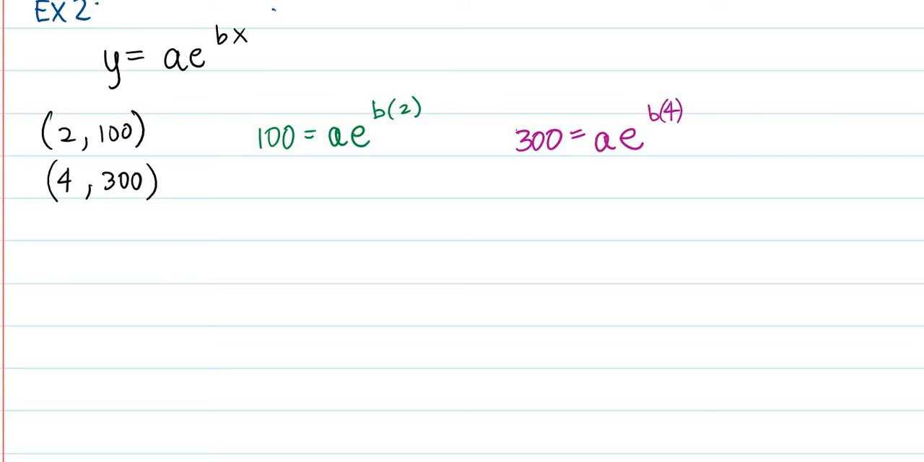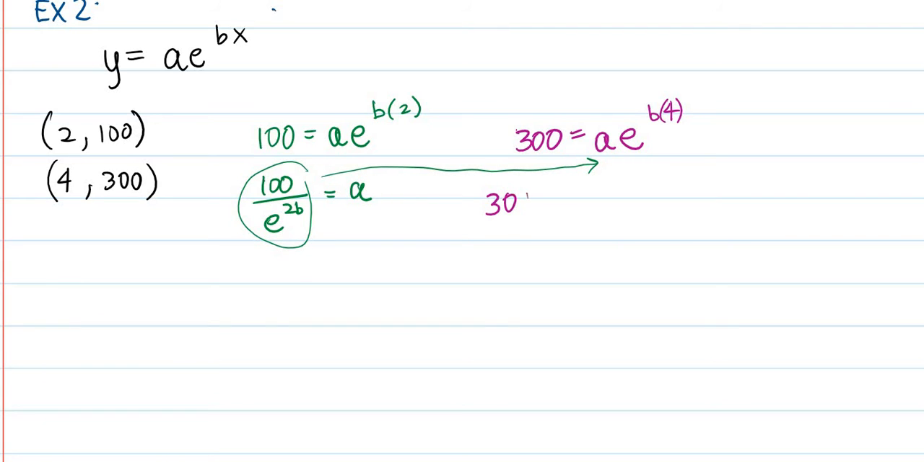So let's rearrange our green equation. We're going to isolate a by dividing by e to the 2b on both sides. So this is 100 over e to the 2b. That's the value of a. Now we can take this and substitute it into our second equation to solve for b. So we have 300 equals 100 over e to the 2b times e to the 4b.